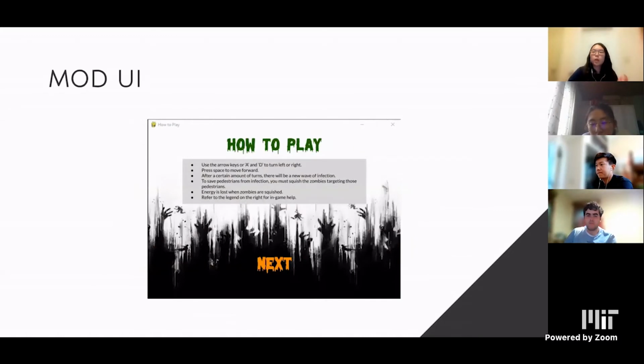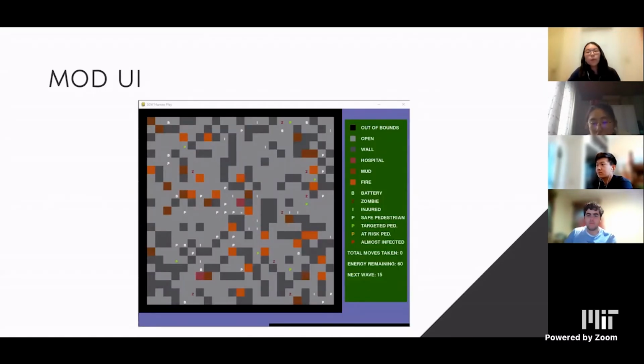We also included instructions on how to play, and that includes the controls and a few extra rules that they should know about before starting the game. And then we move into the game. So on the right, you can see the legend, and the legend basically describes each cell and what it is for the player. And it also tells them how many total moves they've taken, the energy remaining, and the moves until their next wave. So they should watch these on the side as they play just to be aware about the status of their situation.